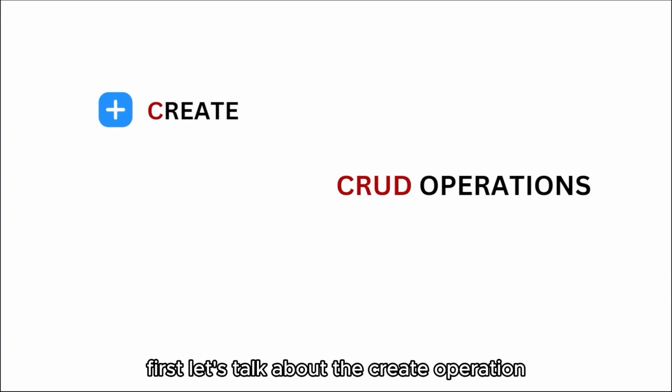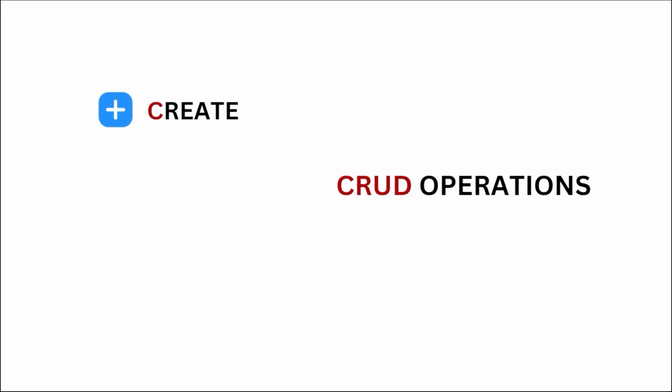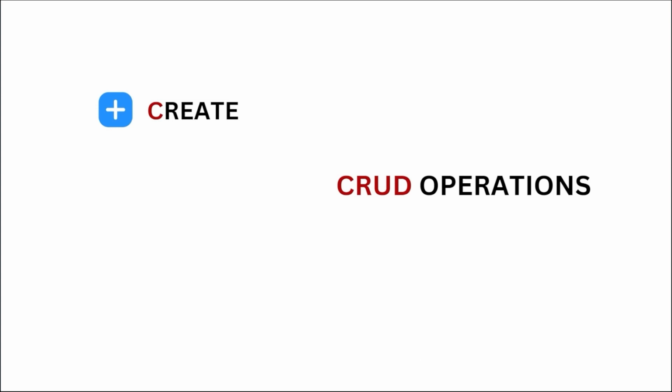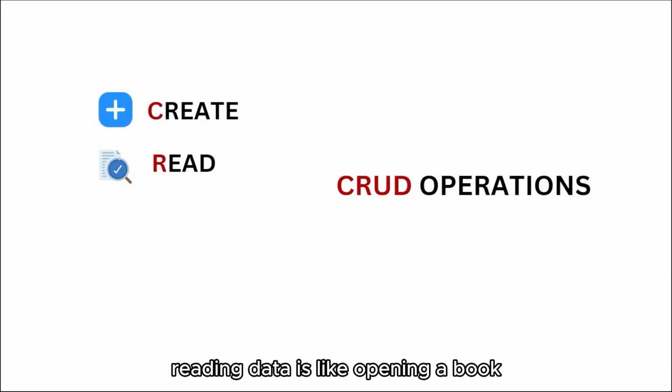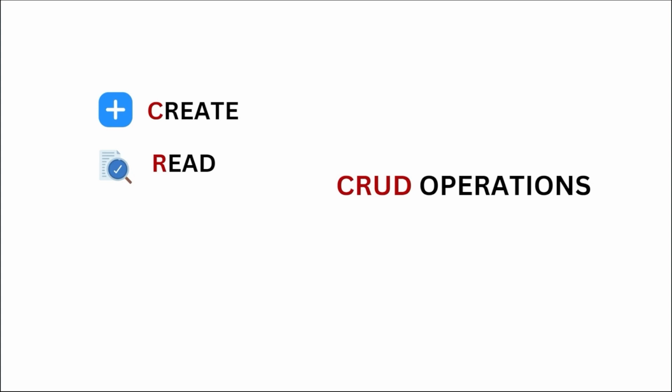First, let's talk about the create operation. This is where we bring new data into the world. Think of it as adding a new article to a blog or a new user to a system. Then we have the read. Reading data is like opening a book and understanding what's inside. We use this operation to retrieve information from our API.